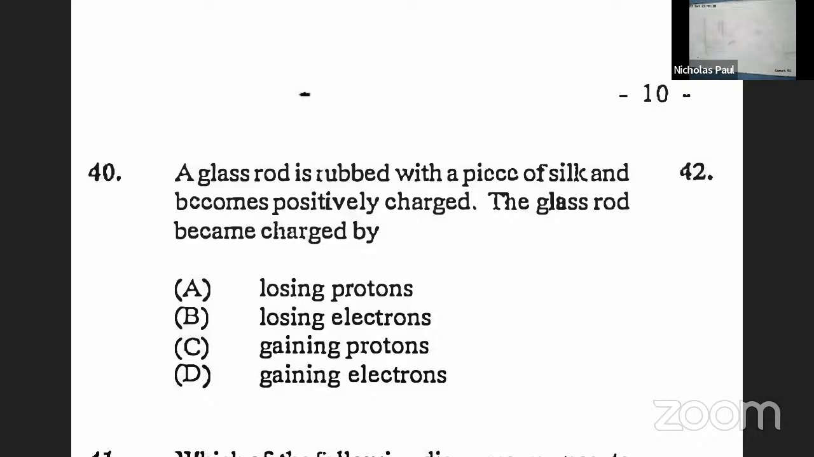So a glass rod is rubbed with a piece of silk and it becomes positively charged.